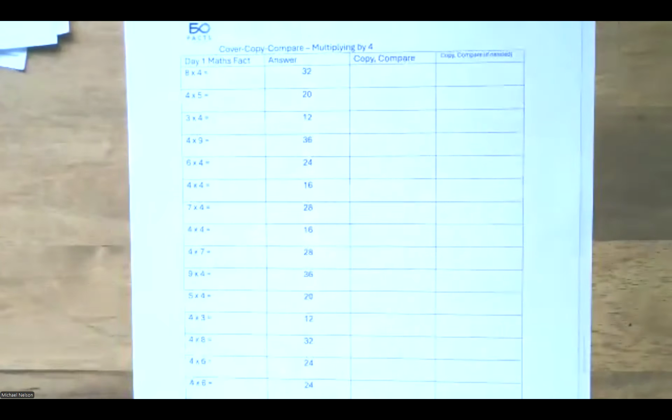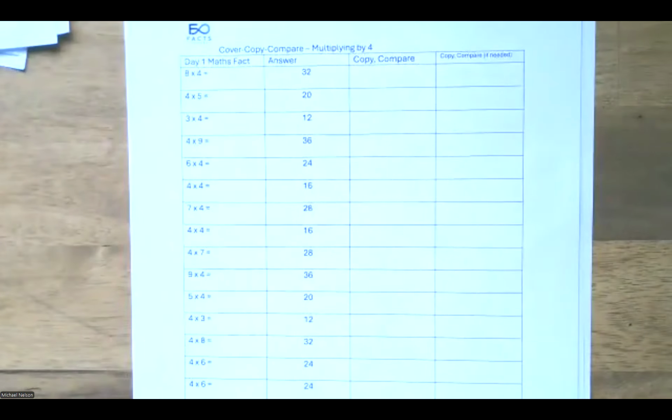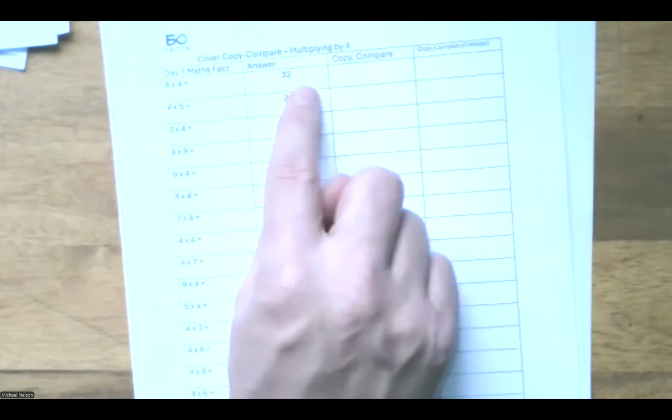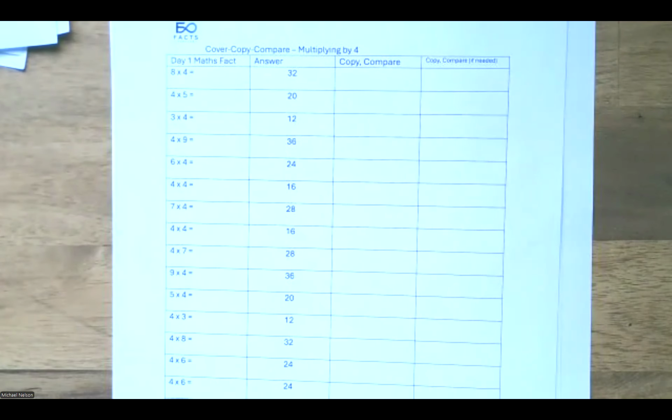So they would read the question, 8 4s are 32. They would cover it, then they would record the answer. If they uncover it and they wrote 36 and not 32, there's a second chance because we don't want them practicing an incorrect fact. So very similar to the spelling of look, say, cover, write, check.